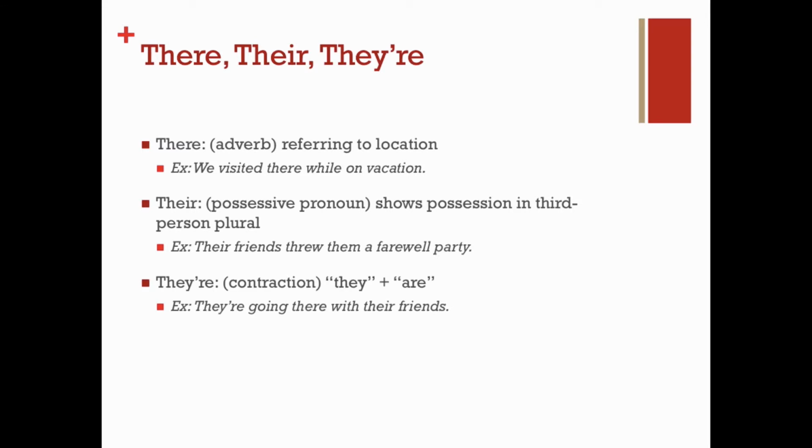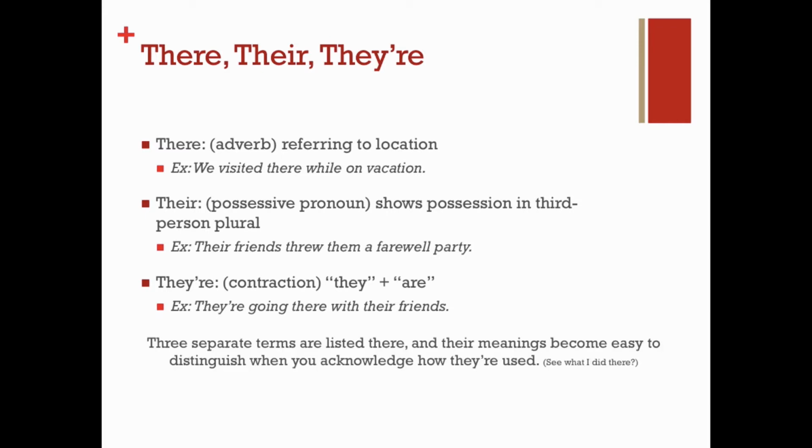And then there, T-H-E-Y-'-R-E, is a contraction for the word they plus the word are. And contractions are word combinations where some of the letters are taken out and there's an apostrophe put in between. And this is our first example of one of those with there. An example that I have here is they're going there with their friends. Three separate terms are listed here, and their meanings become easy to distinguish when you acknowledge how they're used. Do you see what I did there? I'm using all three of those.